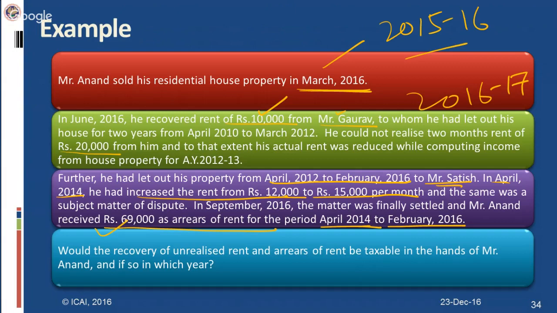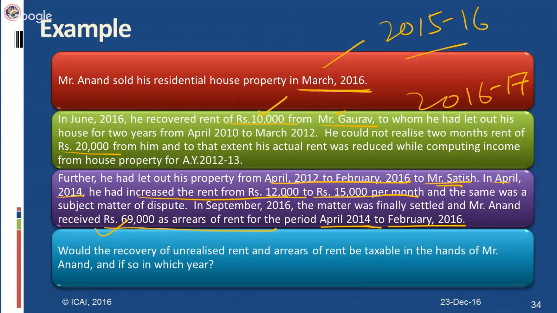So would it be taxable this year in the hands of Mr. Anand? The answer is yes. And in which year will it be taxable? Will it be taxable in the year 15-16? No. In the previous year 16-17 only it will be taxable. Even though he sold the property in the financial year 15-16 and is not the owner of the property this year, even then this amount will be taxable in the hands of Mr. Anand. That is 10,000 plus 69,000.